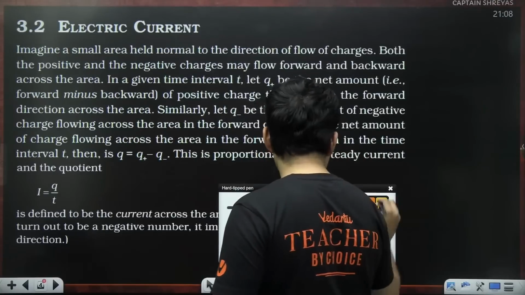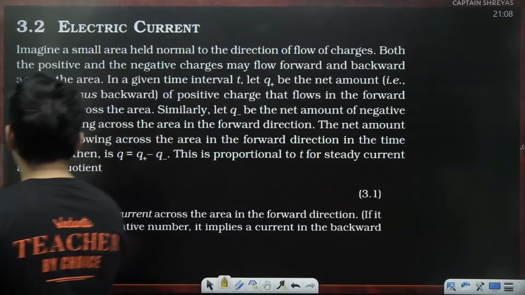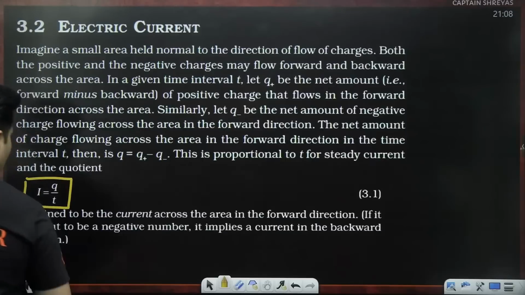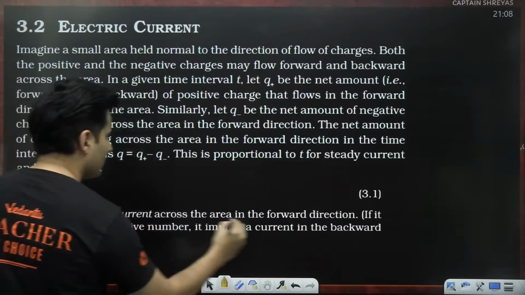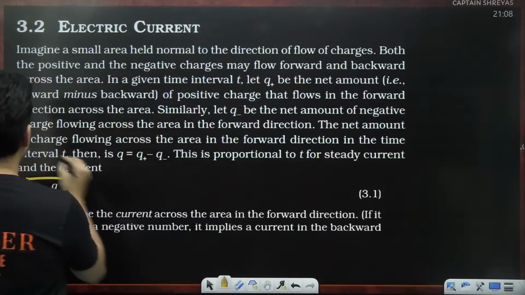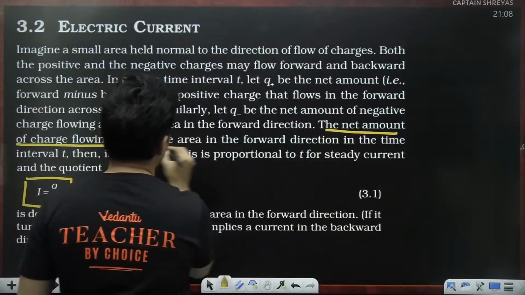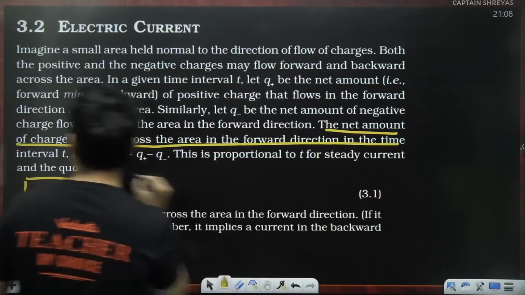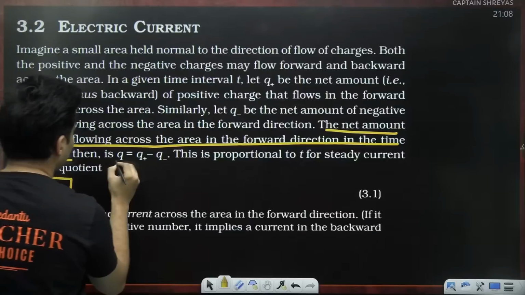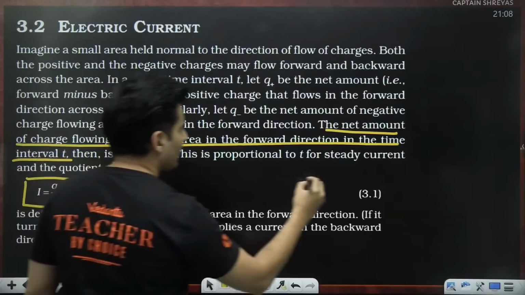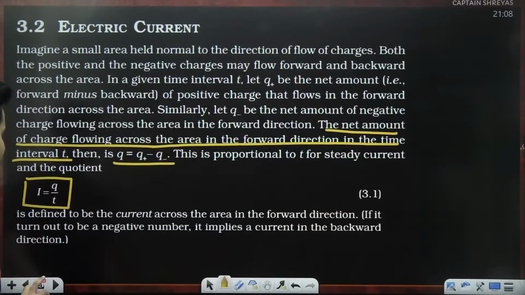Now the main thing which you need to highlight over here is that I is defined to be the current across the area in the forward direction. The net amount of charge flowing in the area in the forward direction in that time interval t is basically this much. Then this is the value. Okay, now I'll explain what this means.